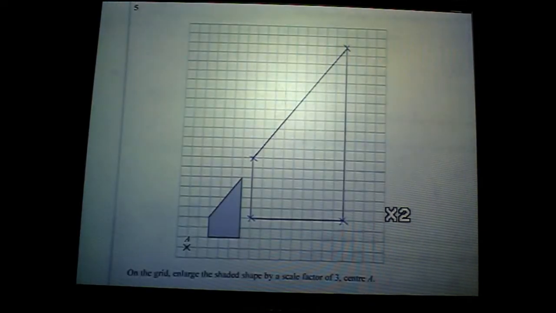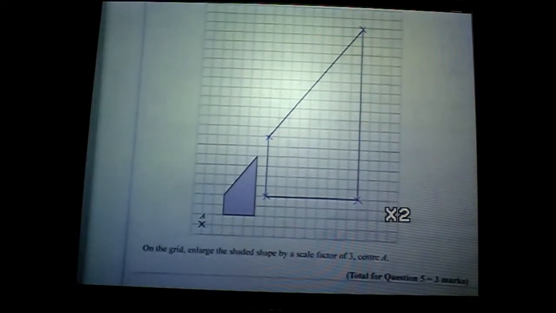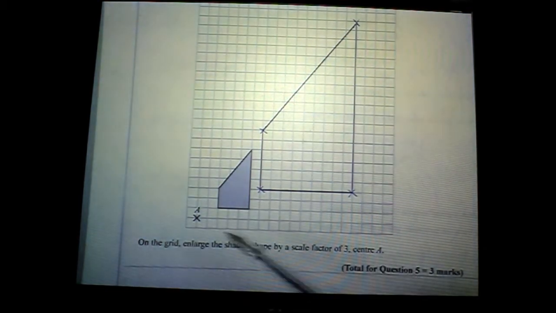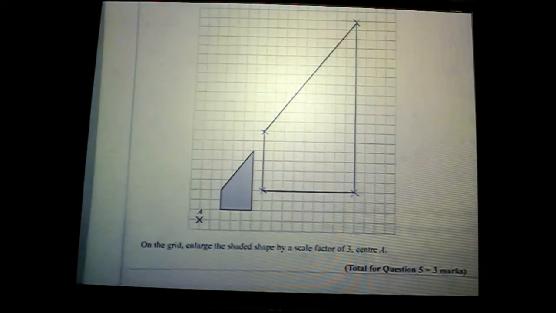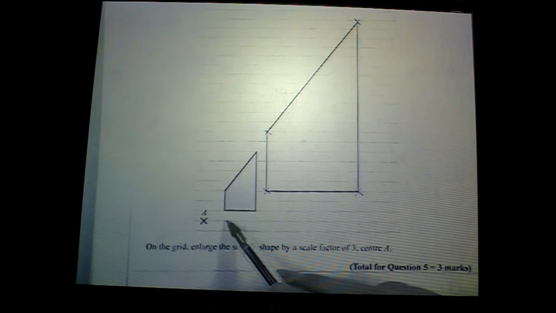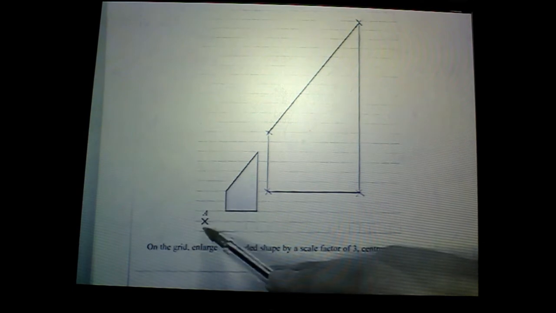There we go. Right. On the grid, enlarge the shape shaded, so that's this one here, by scale factor 3 around centre A. The way I do this one is start off at centre A, and how do you get to this point here? So you go across 2, then up 1. So because it's scale factor 3, I triple that. So across 2, up 1 becomes across 6, which takes you to here, up 3, which takes you to here.